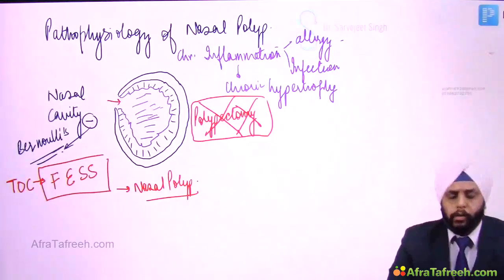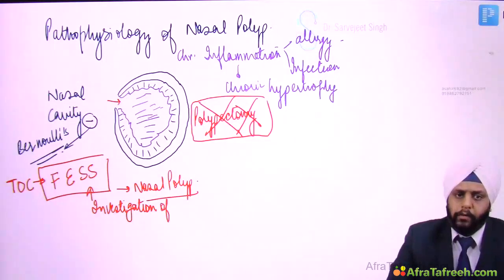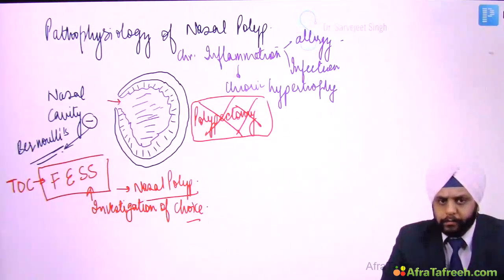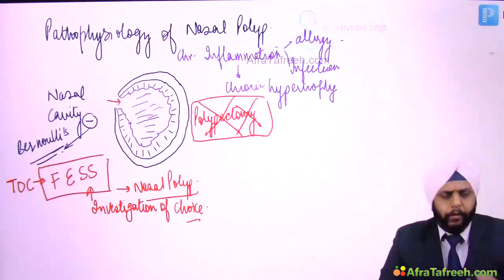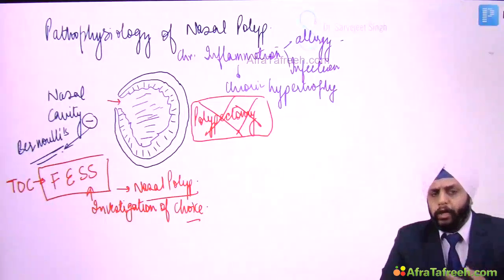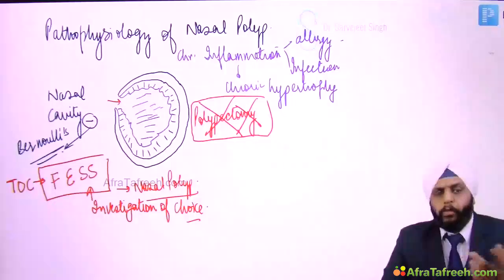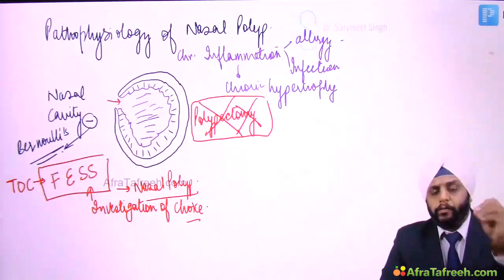Another question asked, what investigation will you do before doing the FES? Yes, what is your investigation of choice? Now you see, when I examine a patient, I can see a polyp. Suppose there are multiple polyps on both sides, I know it's an ethmoidal polyp. Suppose there is a single polyp hanging in the nasopharynx or oropharynx, I know it's an antrochoanal polyp. So my diagnosis is made just by examination. Why do I need the investigation? I need the investigation to know what is the cause of obstruction at the sinus opening.